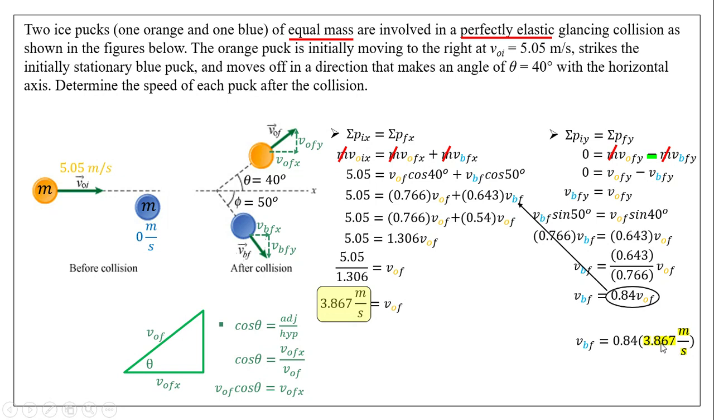I highlighted that in yellow. I think that's our answer here for the orange puck. And then the 0.84 stays outside. So you plug this in your calculator, 0.84 times 3.867, and you'll get about 3.248. And that is the speed for the blue puck. That's the question, because it's just to find the speed, and I just found the speed of each one, and that's it.